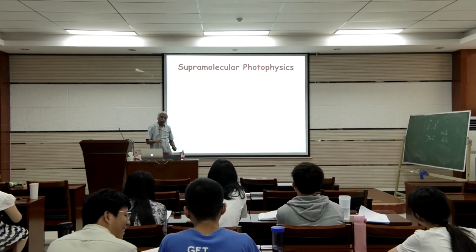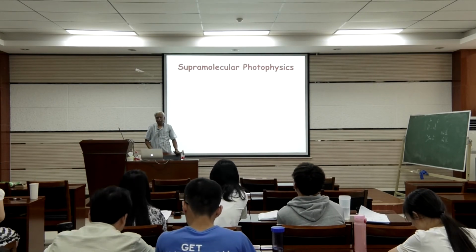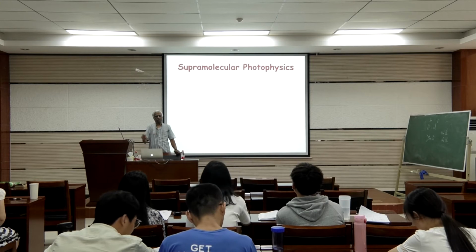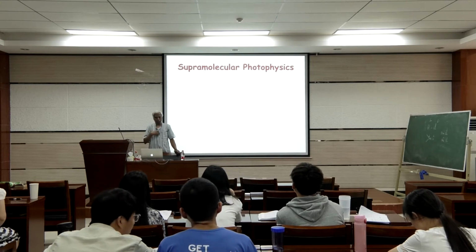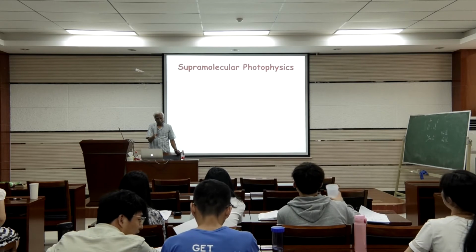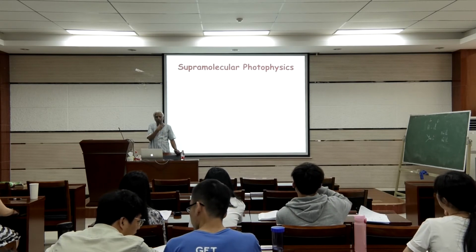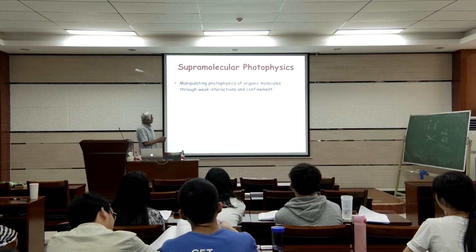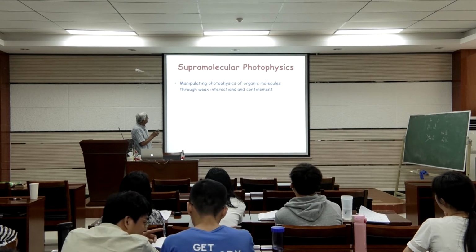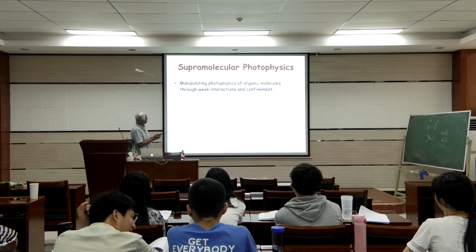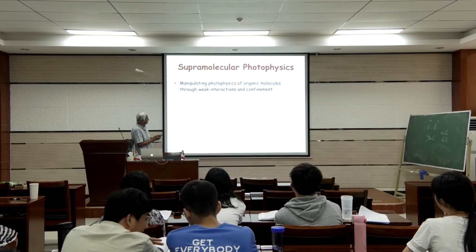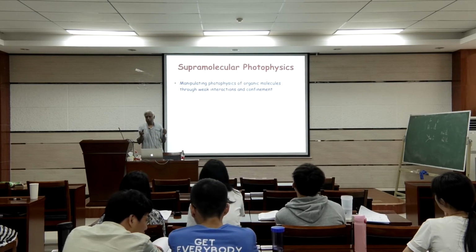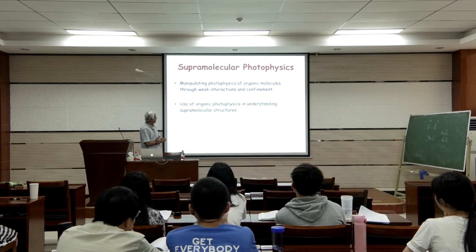Okay. Now we talked about fluorescence, phosphorescence, various types of emissions and all this stuff, but they all have their own inherent restrictions. Now our goal is to bypass these restrictions and make the molecule do something that we want it to do, not that we watch what it does. So this is basically manipulating the photophysics of organic molecules through weak interactions and confinement. So basically we are going to put the molecule in a small place and watch what it does.